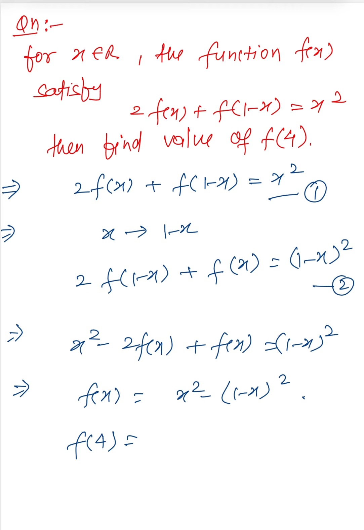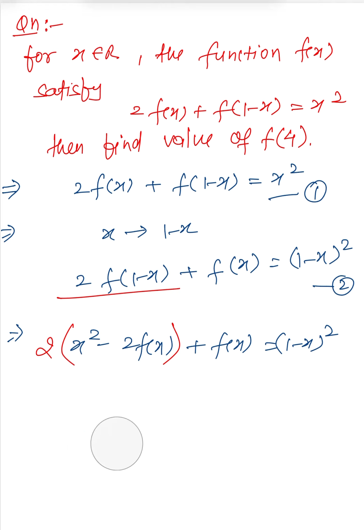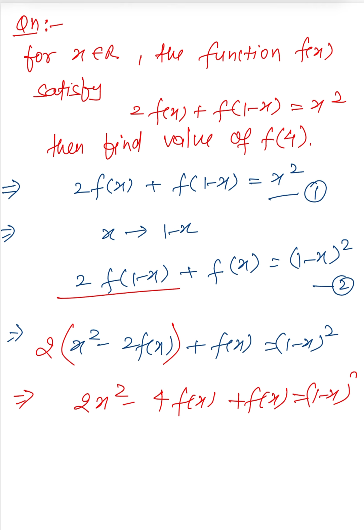Sorry, I think we forgot to multiply with the 2. You need to multiply with the 2 here also. Look, it is 2f of 1 minus x. So multiply with 2. Yes. So if you multiply with the 2, it is what? 2x square minus 4f(x) plus f(x) is equal to (1 minus x) whole square.